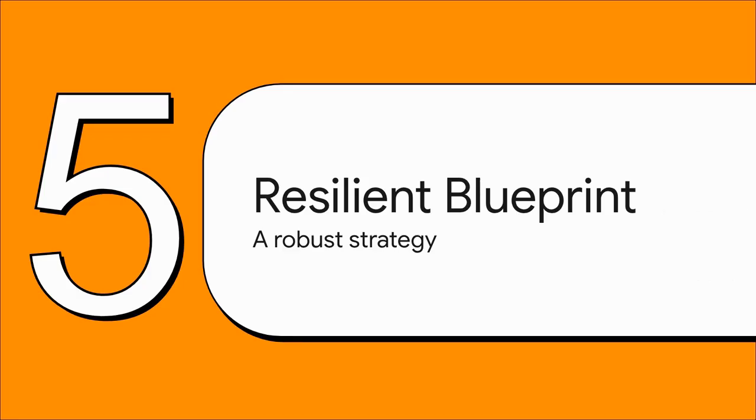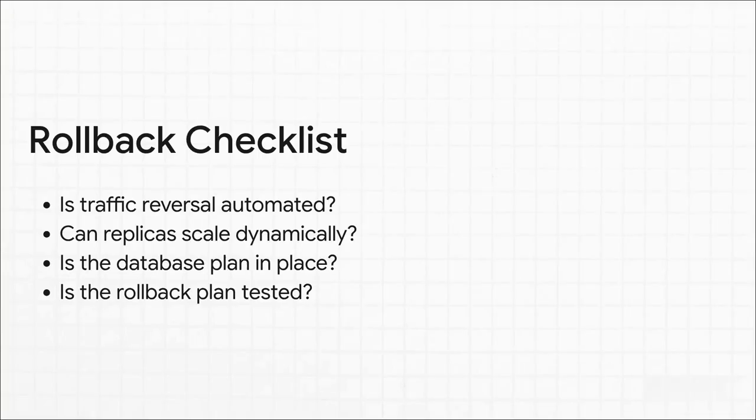Okay, so let's tie all this together. Let's combine these three pillars, traffic, infrastructure, and data, into a blueprint that you can actually take action on. This is what turns that moment of panic into a calm, proactive, resilient recovery. So here's a checklist. Take this back to your team. Ask these questions. Is your traffic reversal automated? Can your infrastructure scale correctly on demand? Have you actually planned for the database problem?